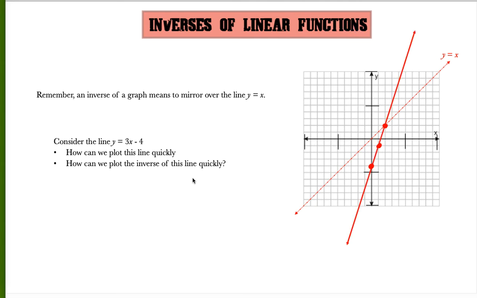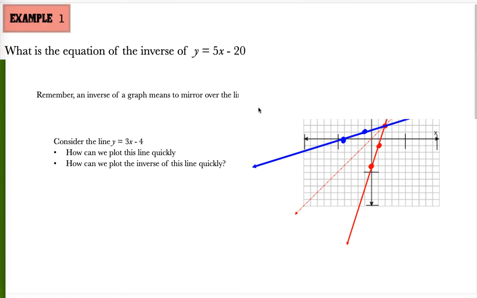How can we plot the inverse very quickly? Well, for me, whenever I see that they've given me 3 points, I'm just going to reverse those 3 points. So (0, -4) becomes (-4, 0). (1, -1) becomes (-1, 1). And the lovely (2, 2) is going to remain on the line, (2, 2). Once again, let's give myself a quick little line here, and we can see that it's definitely mirrored, and we have done our inverse correctly.